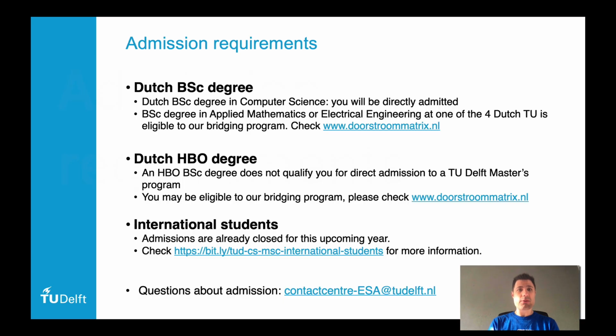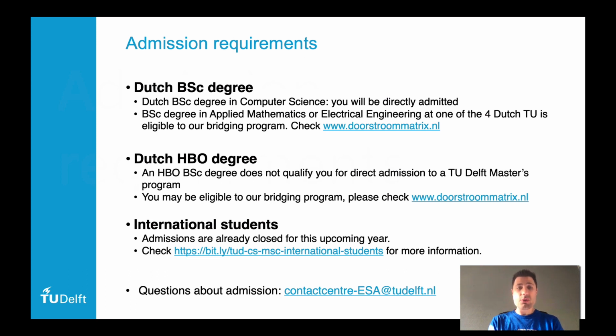Finally, admission requirements. If you have a Dutch bachelor degree, if you have a bachelor degree in computer science from any other university in the country, you are admitted directly. If you have a bachelor's degree in applied mathematics or electrical engineering at one of the 4 Dutch technical universities, you are eligible for the bridging program. Just check this website to understand a bit more. If you have an HBO degree, you're not really directly qualified for admission, but you might be eligible for the bridging program as well. Again, check the same website.